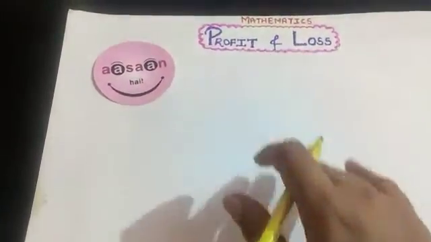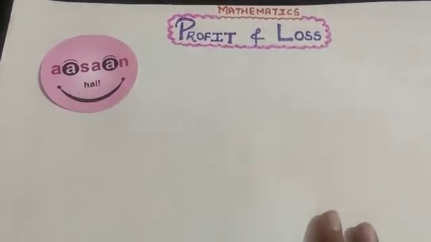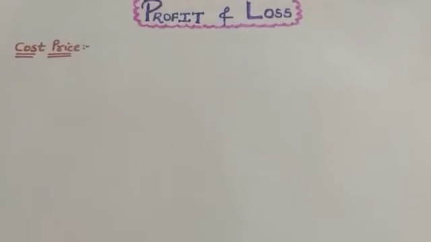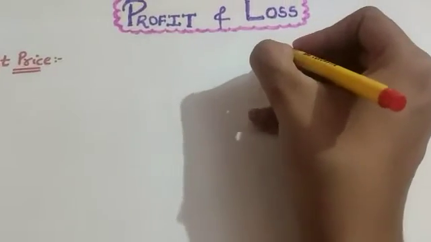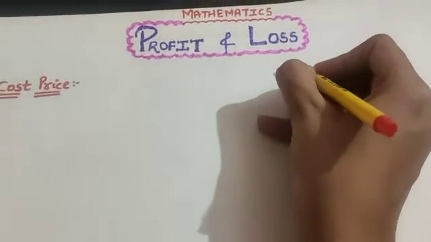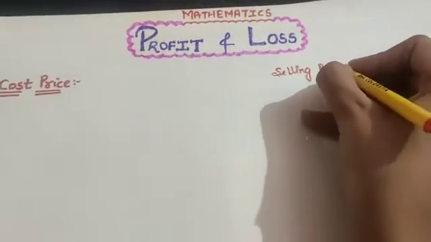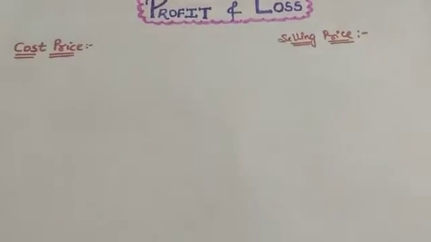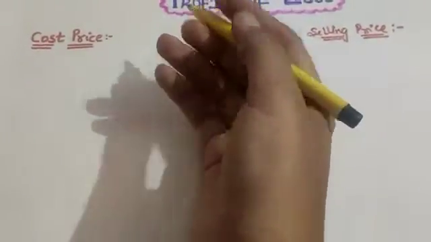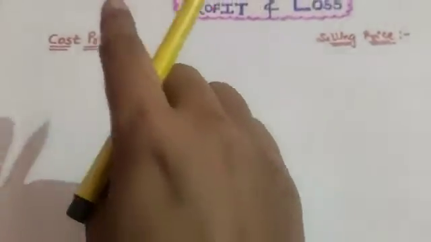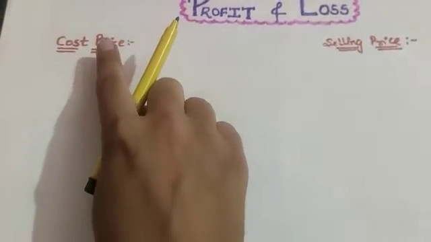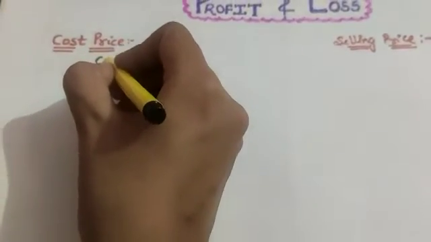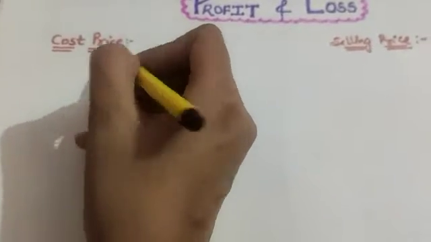Before coming to the main concept of profit and loss, let us start with two basic definitions: cost price and selling price. So what do we mean by cost price and selling price? Listen to me very carefully. The price at which we buy something is known as the cost price, and it is represented as CP.